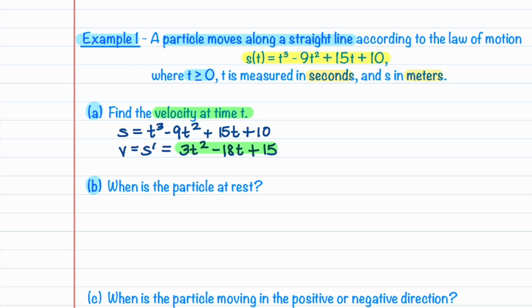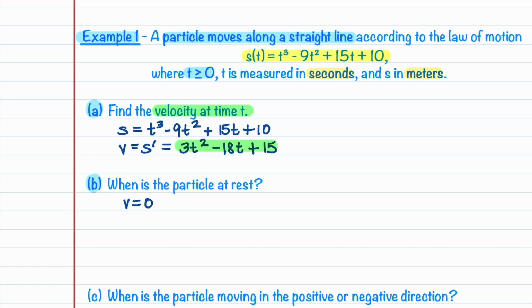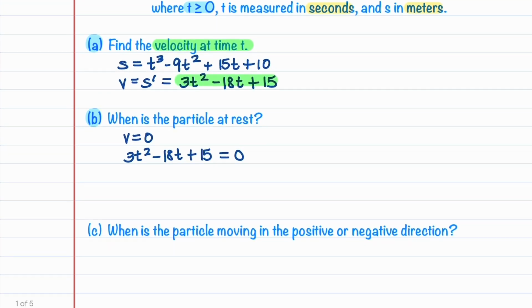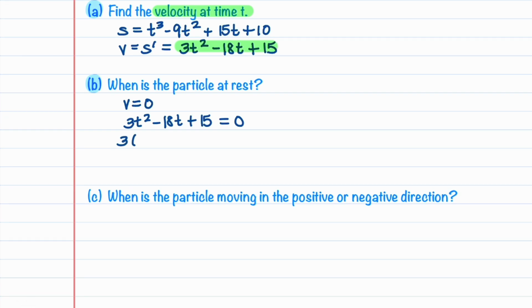Let's look at the next part. We are asked to find when the particle is at rest. Whenever the particle is at rest, the velocity of the particle is going to be equal to 0. So we have to find t when the velocity is equal to 0. We're going to take our velocity function that we just found, 3t squared minus 18t plus 15, and set that equal to 0. Let's pull out a 3 and see what we have. We have t squared minus 6t plus 5 is equal to 0.